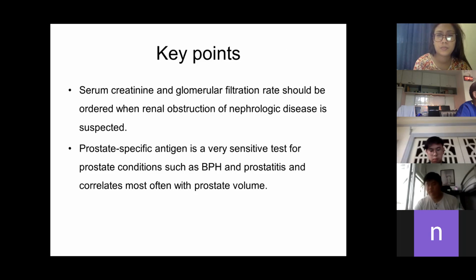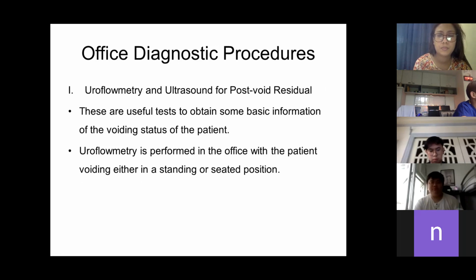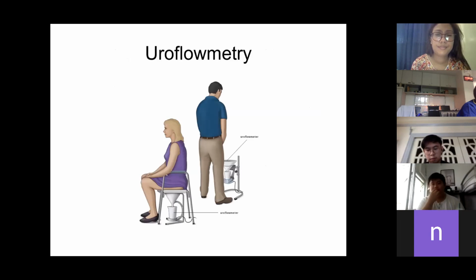Okay. So again, key points, same. Last part of the diagnostic procedures: uroflowmetry and ultrasound for post-void residuals. These are useful tests to obtain some basic information on the voiding status of the patient. Uroflowmetry is performed in the office with the patient voiding either in a standing or seated position. Here is a picture of how we can use the uroflowmeter.